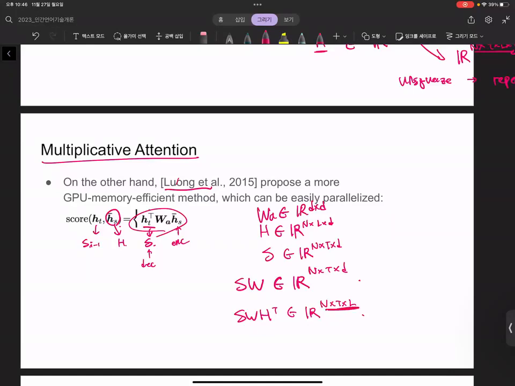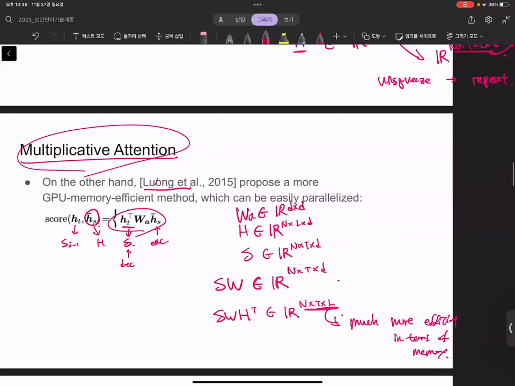And this is much more efficient in terms of memory. So this multiplicative attention is very important because this is used for transformer. Not exactly this form, but the motivation of this multiplicative attention is used for transformer.